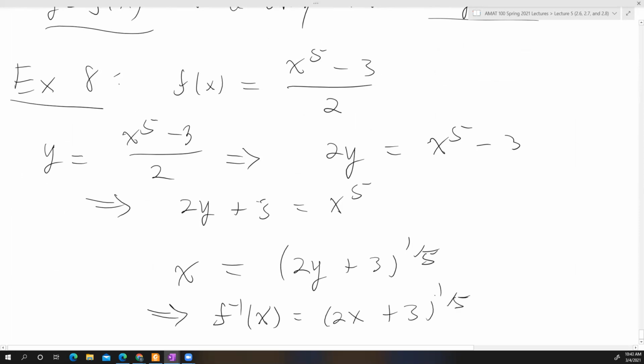I won't go through it, but if you actually compose f of x and f inverse of x both ways, those 2 different ways, you'll get x, you'll get the identity function. But I won't go through that. And the last thing I want to talk about in this video is the graph of an inverse function.